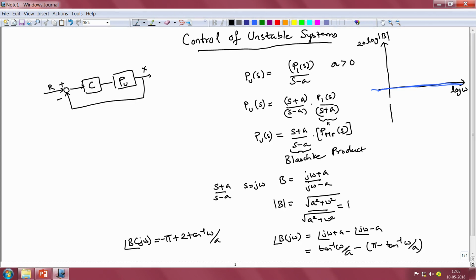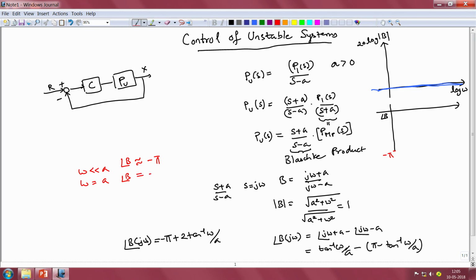If we come to the phase plot, we note that when frequency omega is very small, the phase of the Blaschke product is close to minus pi radian. So if we were to draw the angle of B, we note that when omega is very small, in other words when omega is much less than a, we would have the angle of B approximately equal to minus pi. When omega is exactly equal to a, we would have the angle of B equal to minus pi plus 2 times tan inverse of 1, and that is equal to minus pi by 2.